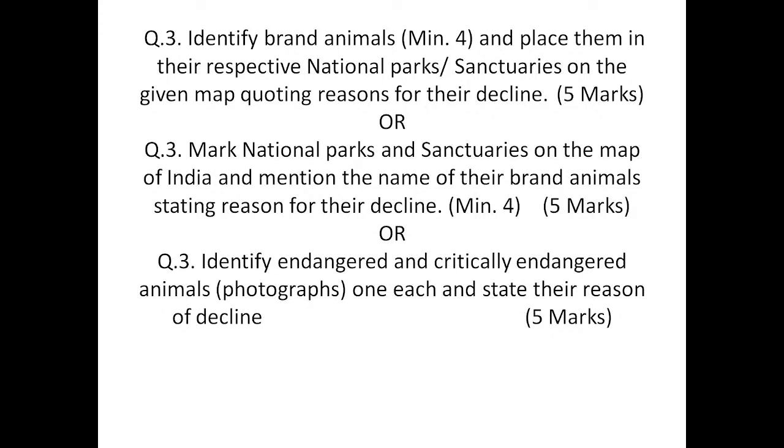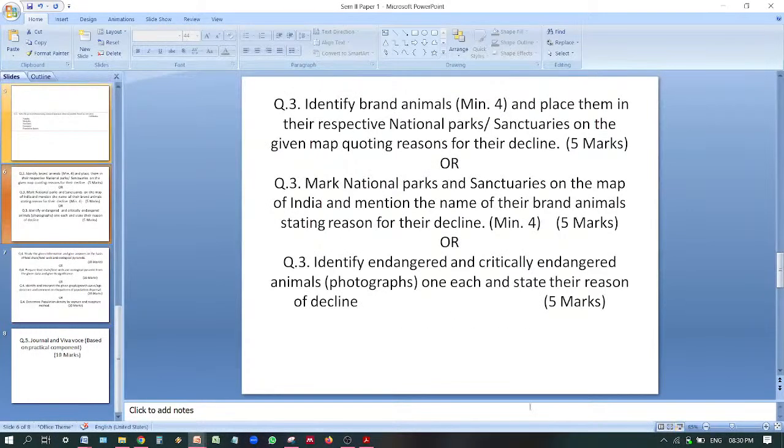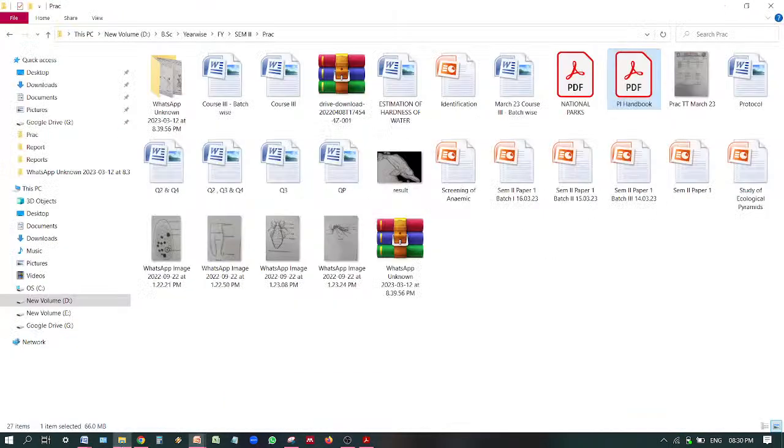Now see how you will be solving it. Here 4 animals or maybe 5 animals will be displayed on the screen. Out of that, you have to just identify the name of that animal, and you must be aware of which particular national park this animal belongs to, and after that you will be marking it on the map. How you will be solving it, I will explain with the help of your textbook only.